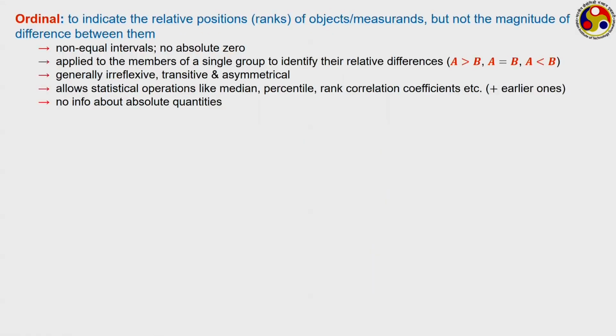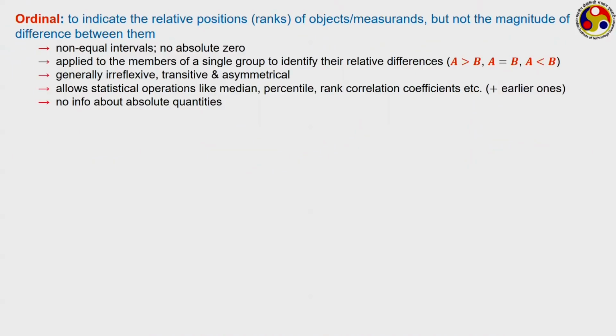Now, the second level is ordinal. Ordinal assigns a certain kind of number, but that is more as a rank and not to reflect the exact performance. That is, it is going to indicate the relative position of the object or measurand within a group, but it will not give you any idea about the magnitude of difference between them.